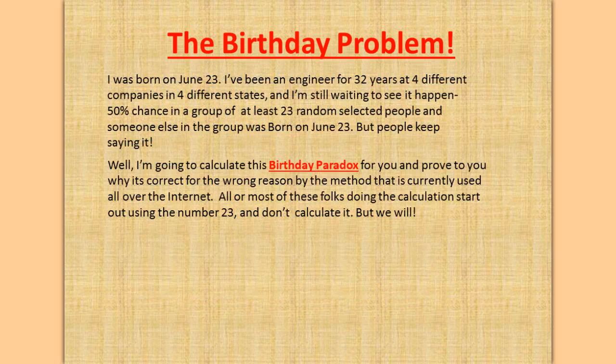I was born on June 23rd. I've been an engineer for 32 years at 4 different companies in 4 different states, and I'm still waiting to see it happen. A 50% chance in a group of at least 23 randomly selected people that someone else was born on June 23rd, but people keep saying it, and I haven't found it. Well, I'm going to calculate this birthday paradox for you and prove to you why it's correct for the wrong reason by the method currently used all over the internet. Most of these folks start out using the number 23 and don't calculate it, but we will.